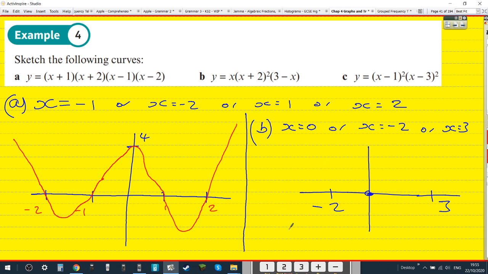So how does the squared term affect it? Oh, it bounces. So would it bounce on the minus 2? Yep. So it'd go up, bounce on the minus 2, go through 0, up, and then back down again. Well done. So it should look like that.